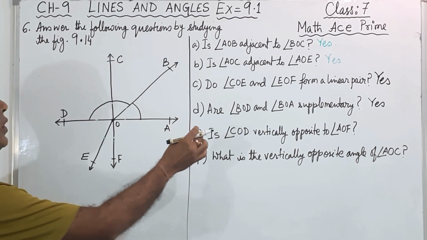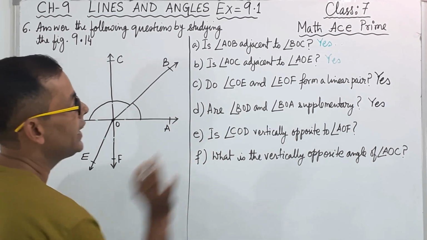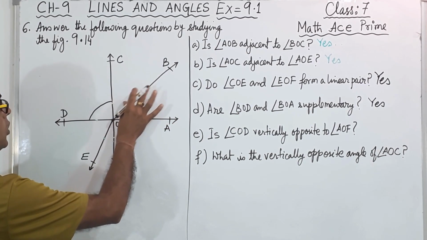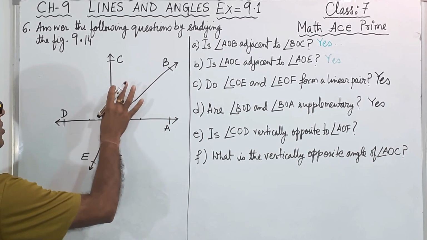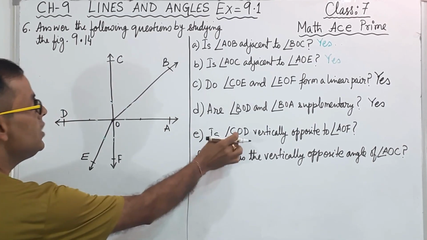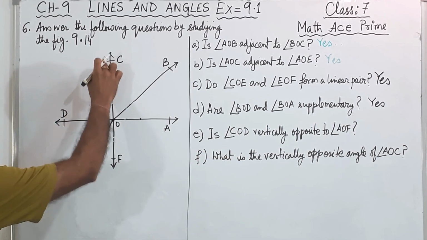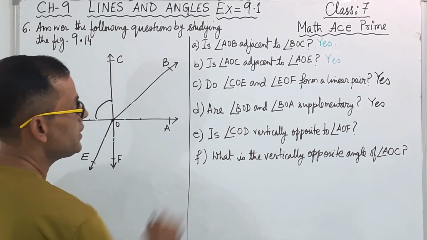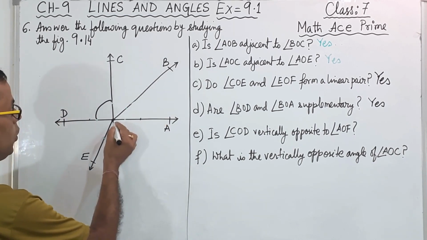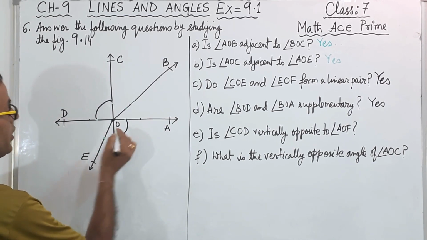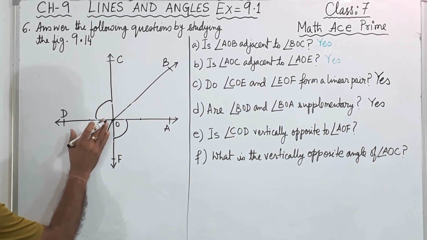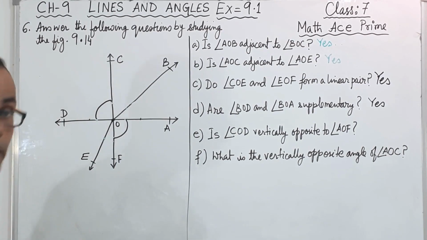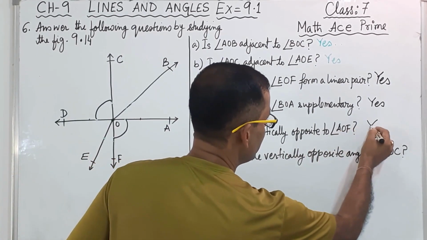Is angle COD vertically opposite to angle AOF? So for that, we will again rub this part. We are now going with the next question. So they are talking about vertically opposite COD. So where is COD? So that means this angle, COD. Vertically opposite to AOF. So AOF. Clear? So for that you cover this line and you cover this line also. So yes, it is vertically opposite. So what I will say, this one, yes.